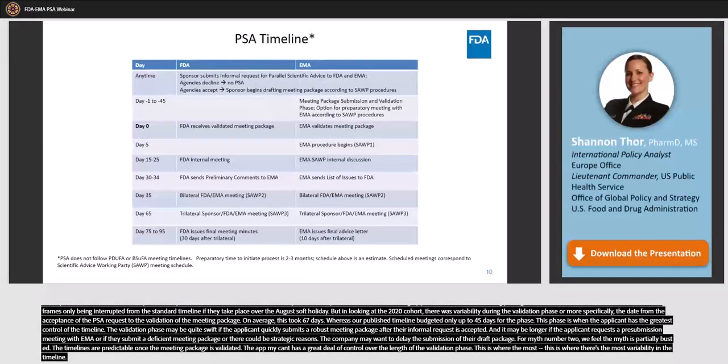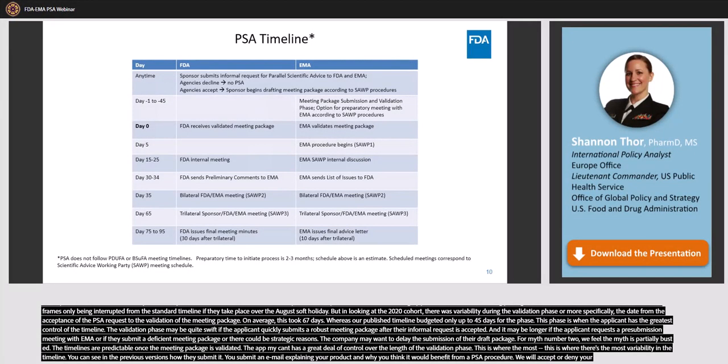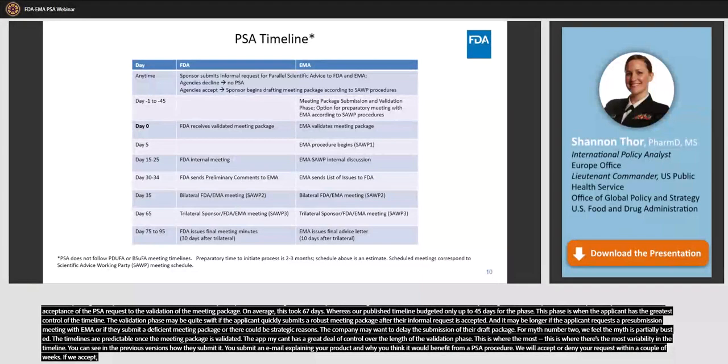So now I'm showing you the brand new updated PSA timeline, which I hope is much simpler to understand than previous versions. You can see here that companies can submit their informal requests at any time. As Anabela mentioned, you submit an email explaining your product and why you think it would benefit from a PSA procedure. We typically will either accept or deny your request within a couple of weeks, and if we accept, you'll begin drafting your meeting package, and the next step is for you to submit that draft package to EMA.